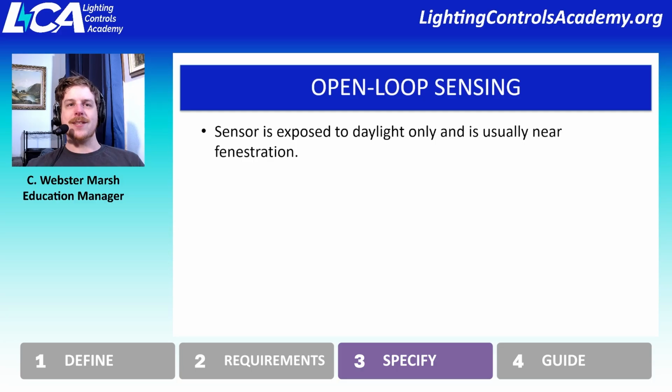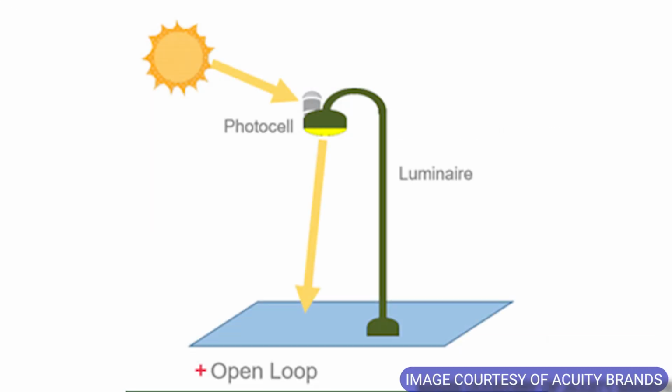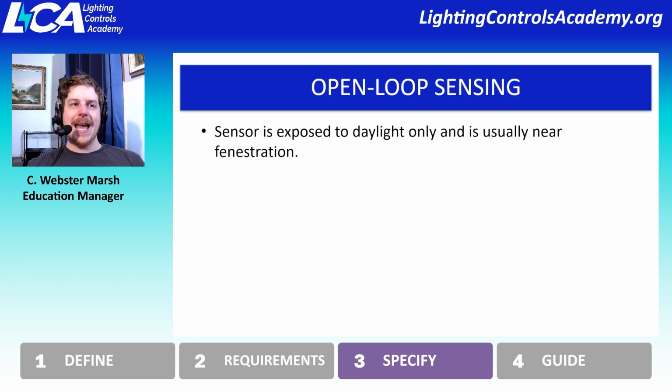So open loop sensors are really exposed to the daylight. So we want it either mounted to the exterior of the building, on the top of the fixture, near the windows, as far away from any electric light contribution as possible. And in most cases, these sensors are going to be a little bit more forgiving than closed loop sensors. So their detector ranges are a little bit more coarse for detecting how much light is striking them.